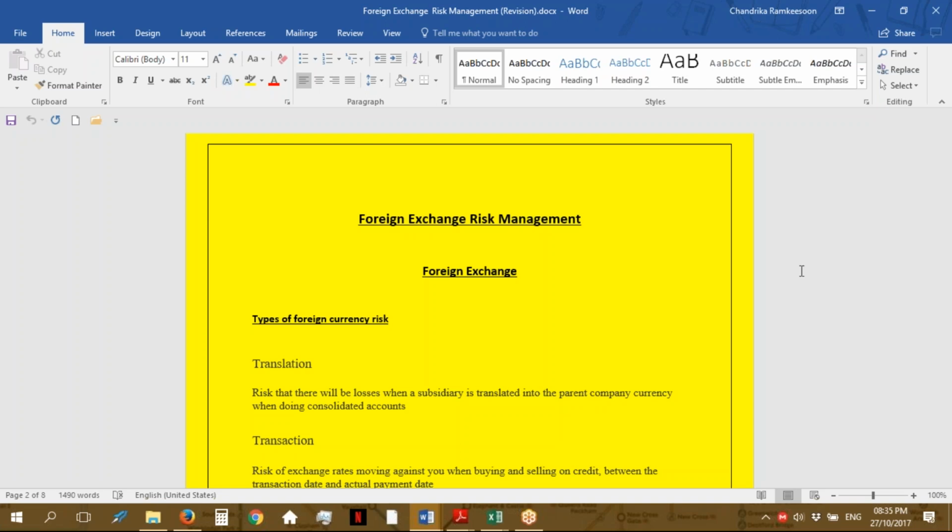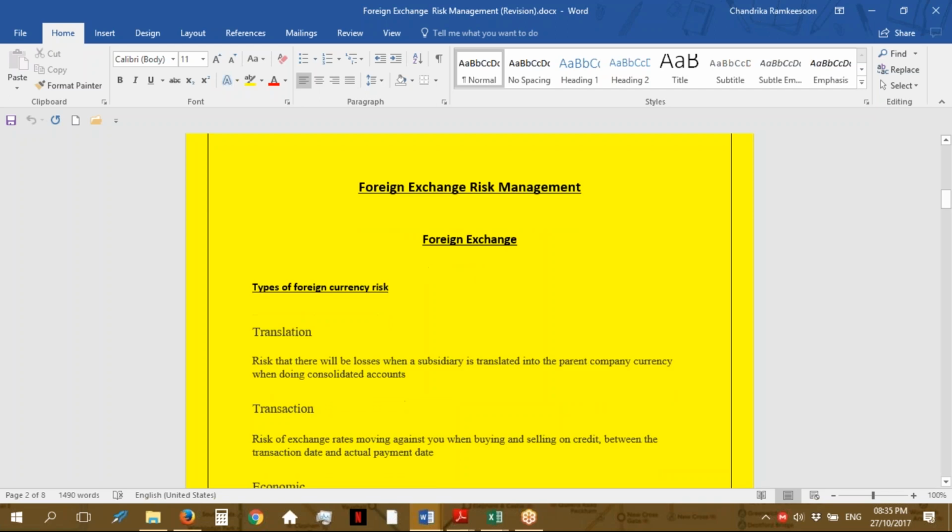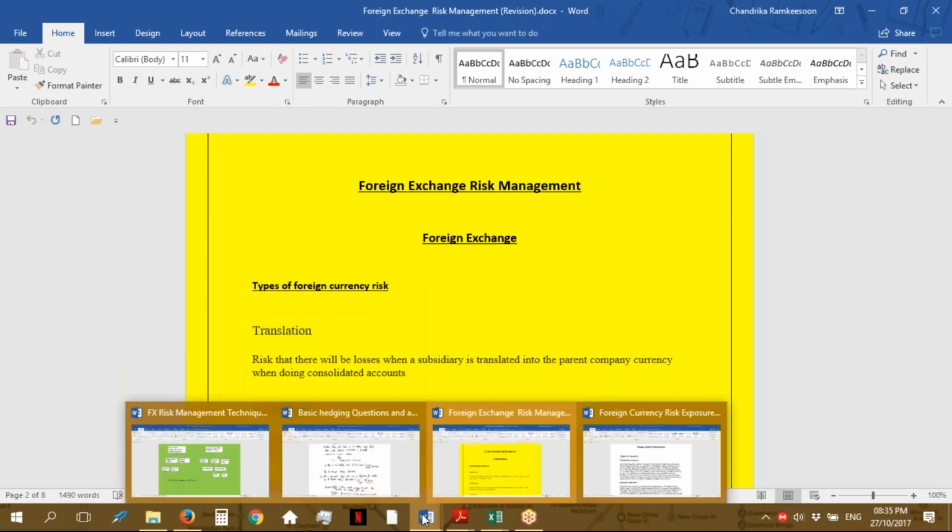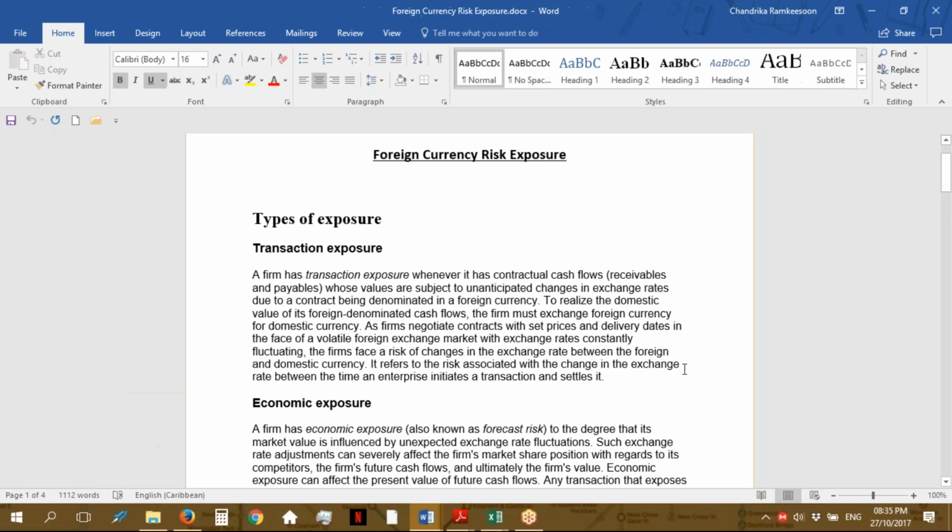Now, let's take a look at something I have. I have it here, but there's another handout. Yeah, this here. Foreign currency risk exposure. Types of exposure, transaction. Again, that's what we are concerned with. A firm has transaction exposure whenever it has contractual cash flows, receivables, and payables whose values are subject to unanticipated changes in exchange rates due to a contract being denominated in a foreign currency.